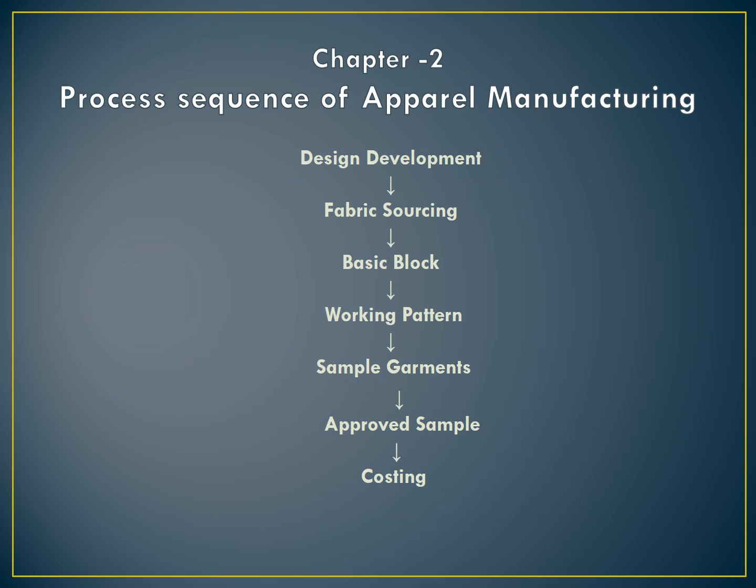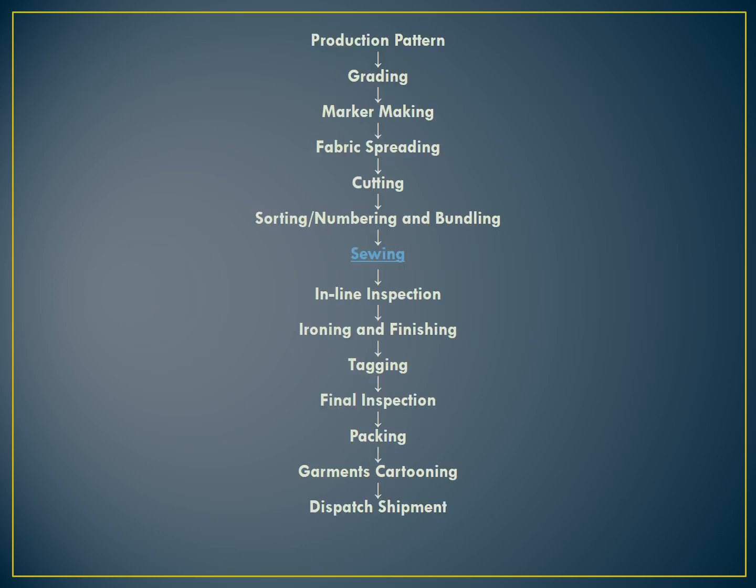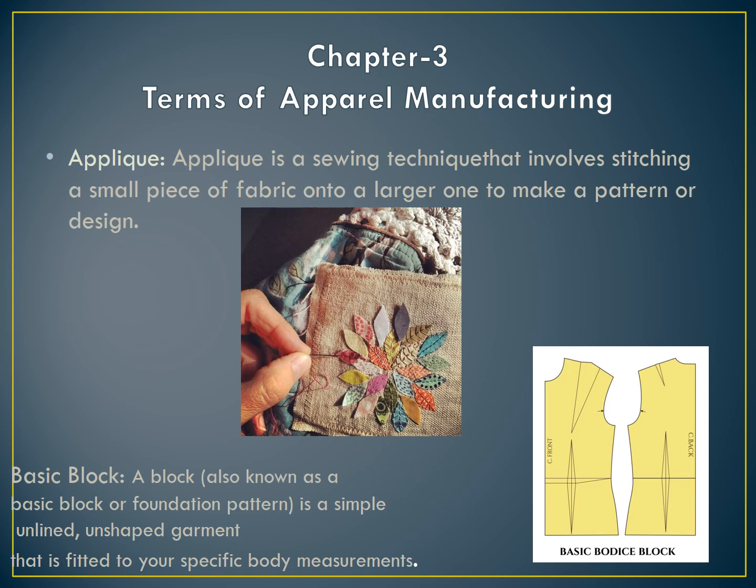Then we come to chapter 2, which includes the apparel manufacturing process sequence, and we can also say it's a flowchart of garments manufacturing. So firstly, we need to develop our design. Then we have fabric sourcing, then basic block, working pattern, sample garments, approval sample, and cost. Production pattern, grading, marker making, fabric spreading, cutting, then sorting, numbering, then sewing, inline inspection, ironing, finishing, tagging, final inspection. Those are descriptively explained in our textbook.